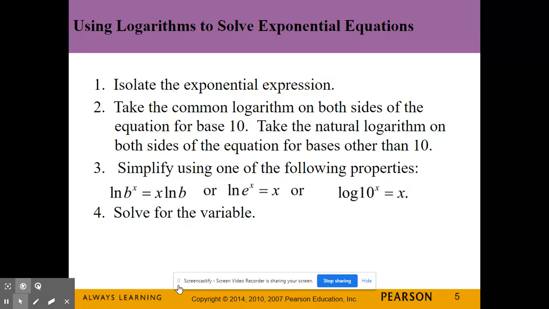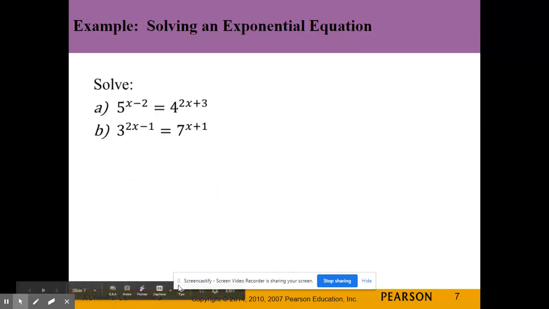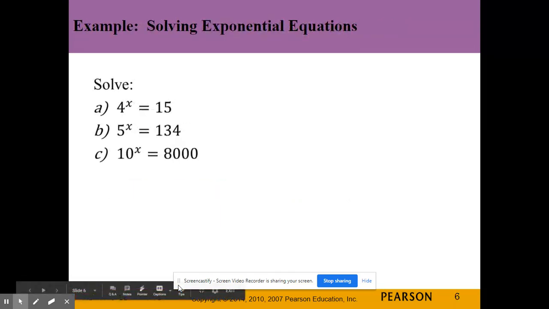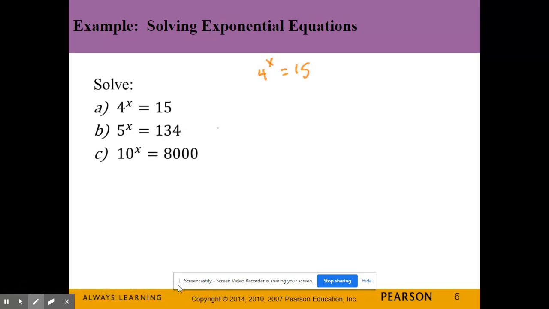So let's take a look at this in action. The first equation here is 4 to the power of x is equal to 15. If that was 16, I could turn 16 into 4 squared, and then I could say that x equals 2, right? But it's not. I can't turn 15 into anything that relates to 4, so I can't do what I did with the last example. So what this is suggesting is you take the natural log of both sides. Here's what that looks like.